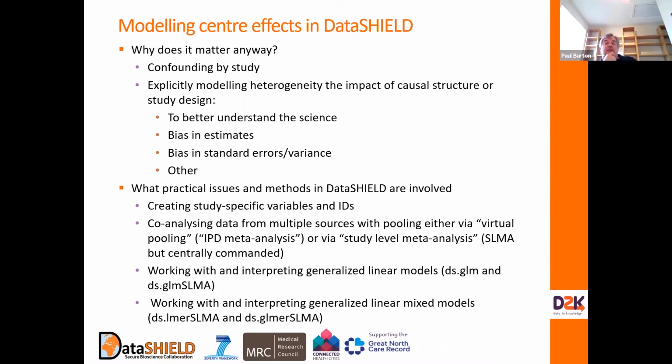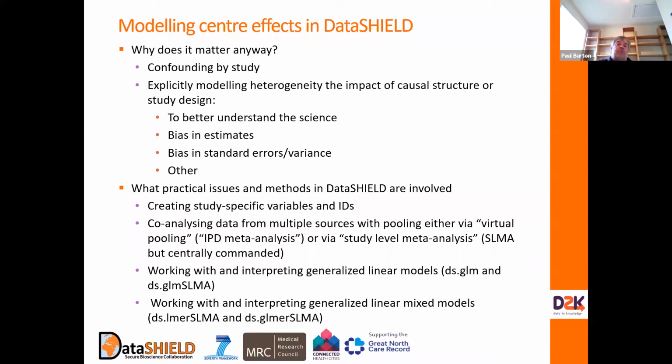The other reason, apart from confounding by study, is when you want to explicitly model real heterogeneity that actually exists in the causal structure or the study design. When you talk about confounding, it's not that the actual confounder has a different effect in the different studies. It's that because of the way its values differ, it leads to the confounding. Whereas if you want to explicitly model the heterogeneity, you actually want to model the fact that different elements of the causal structure vary between the studies.